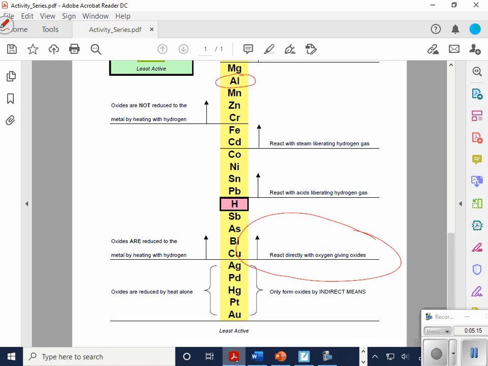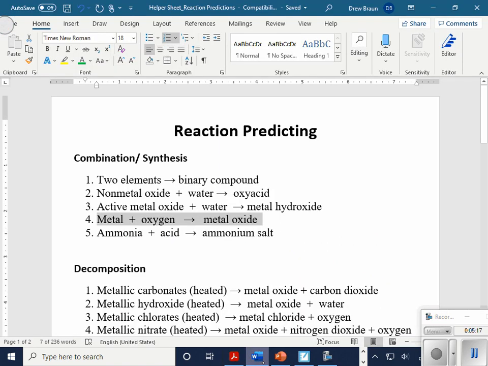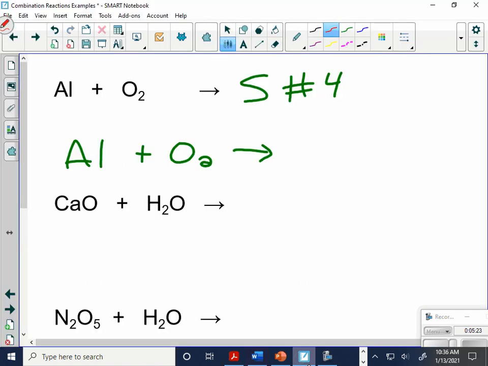So once again, as I look at this, a metal plus oxygen yields a metal oxide. So this is going to yield a metal oxide. Now, specifically, what is my metal?